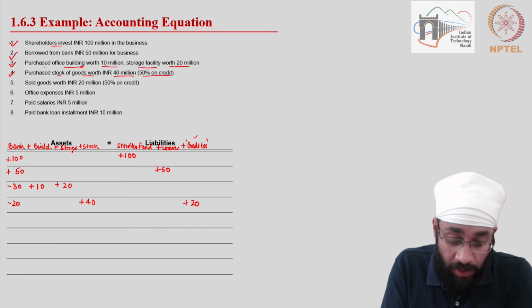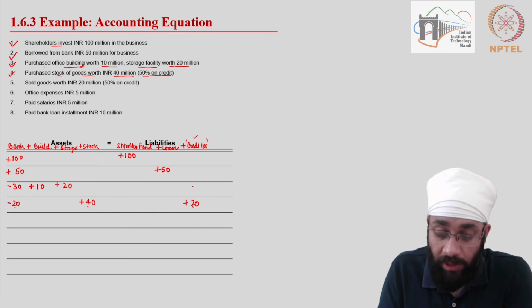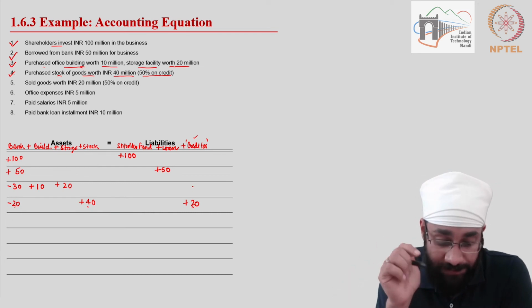Now what happens? You have minus 20 and plus 40 on the asset side, which is a net effect of plus 20, and an equal plus 20 on the liability side. So accounting equation again holds.